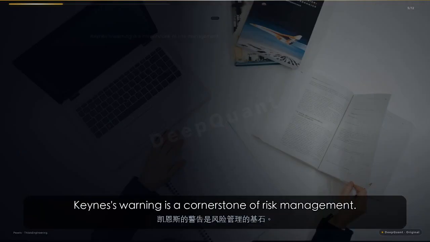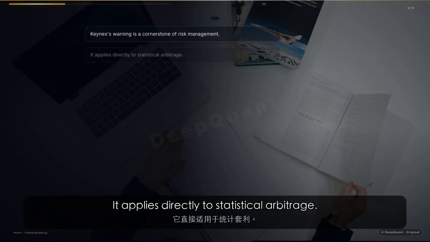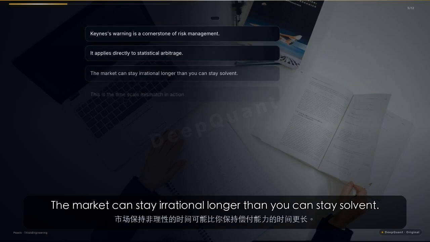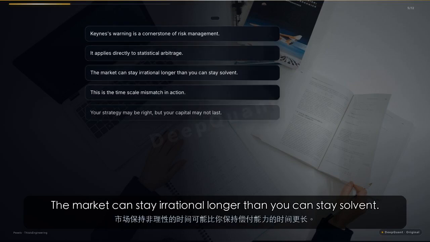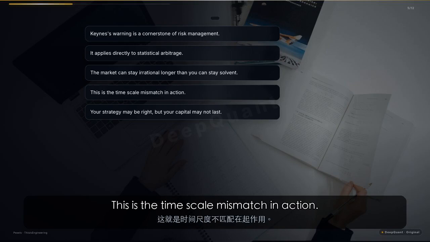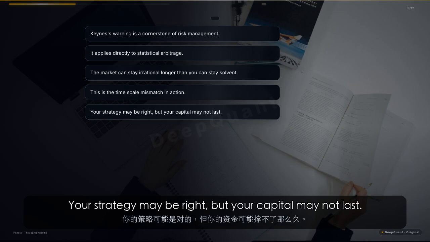Keynes's warning is a cornerstone of risk management. It applies directly to statistical arbitrage. The market can stay irrational longer than you can stay solvent. This is the time-scale mismatch in action. Your strategy may be right, but your capital may not last.